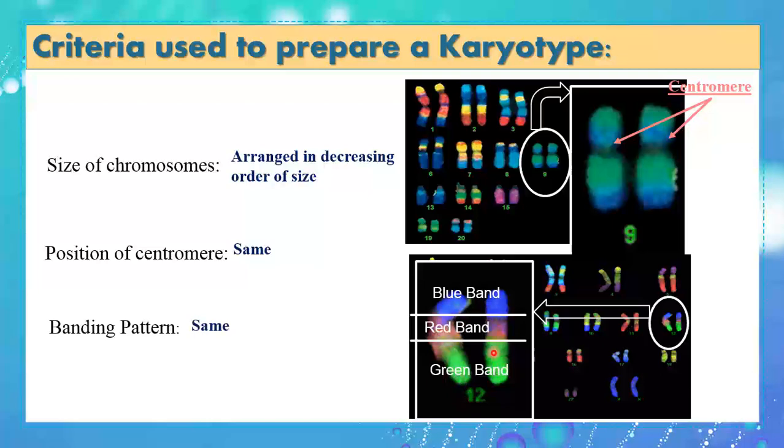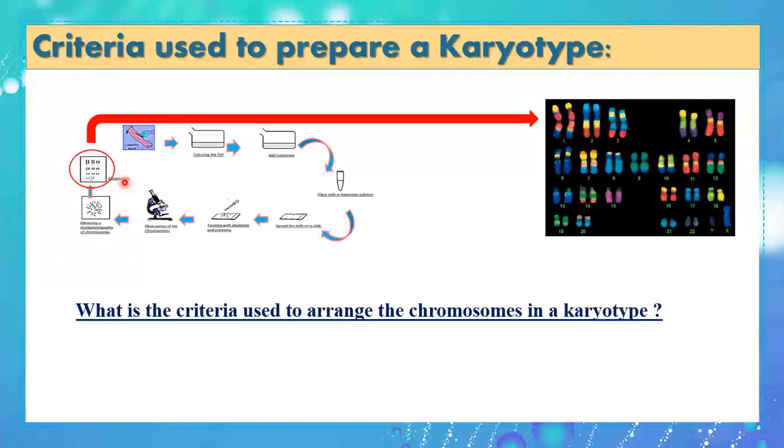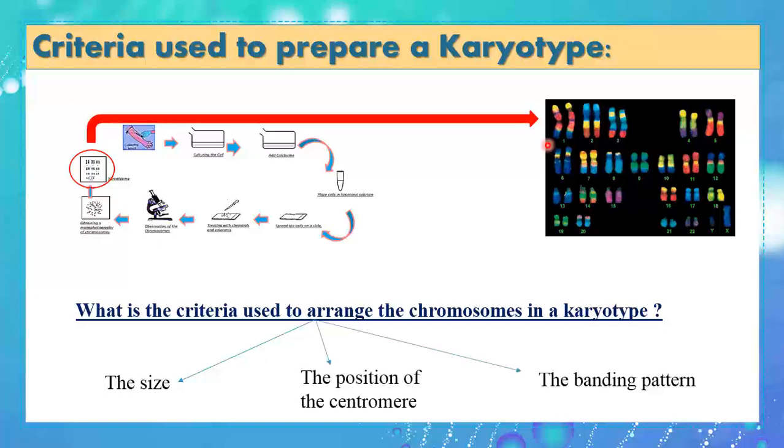Those chromosomal pairs having the same size, position of centromere, and banding pattern are called homologous chromosomes. Homologous chromosomes are pairs of chromosomes having the same size, centromere position, banding pattern, and gene map. By gene map, we mean genetic information. To sum up, in this karyotype, chromosomes are arranged according to the size, the position of the centromere, and the banding pattern, where each pair of chromosomes represents homologous chromosomes.